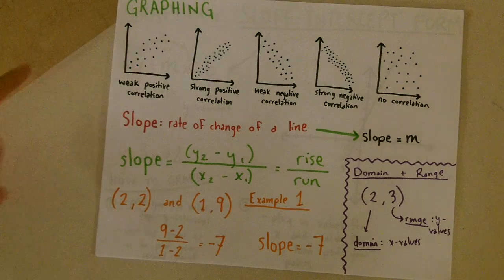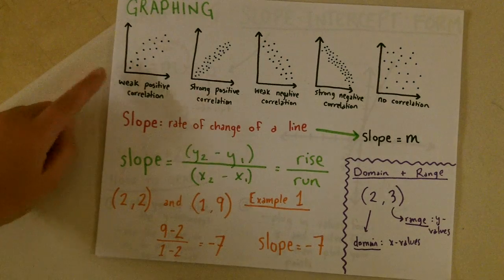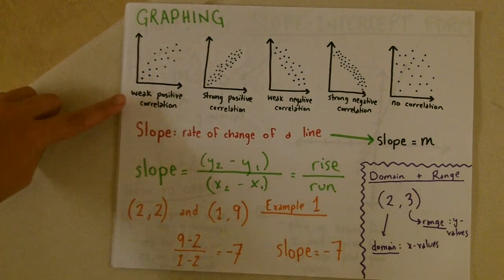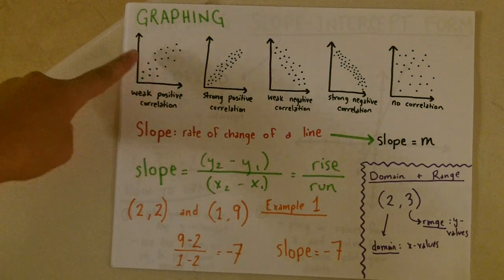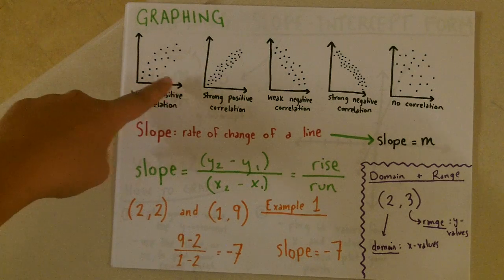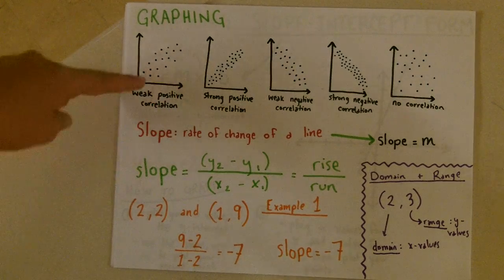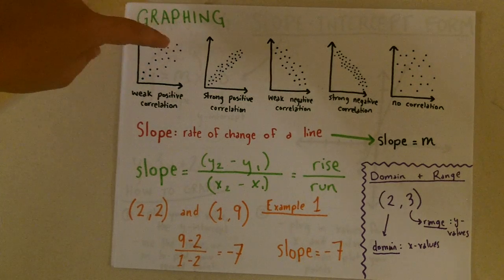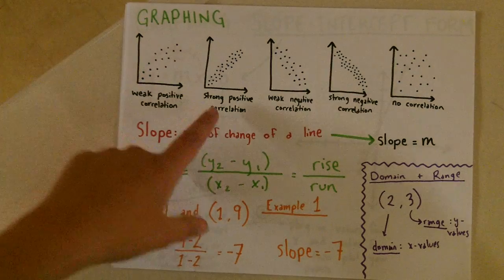Okay, so now we're going to talk about graphing. As you can see, there are 5 different types of graphs. Here we see weak positive correlation, which is basically, these are obviously heading in a positive direction. The points are increasing in value both on the x and on the y-axis. But there's a weak correlation because you can't draw just one point to define the line.